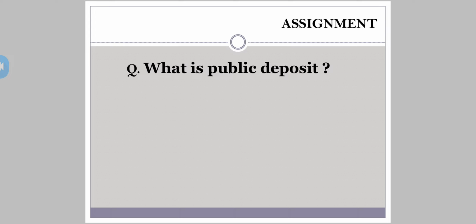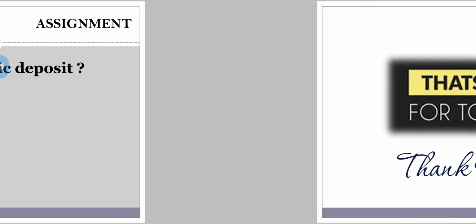With this, we come to the end of today's lecture, and the assignment is here. There is only one question. What is public deposit? The most important point you are supposed to remember is when the company wants to raise funds for a shorter period of time, that is 6 months to 36 months, that acceptance of money is termed as public deposits.